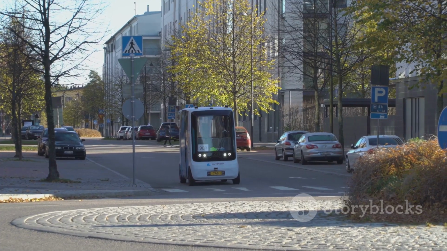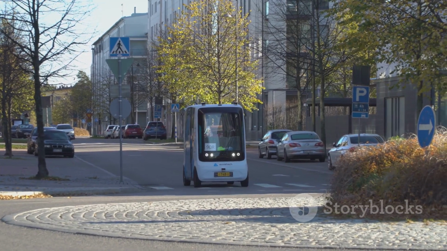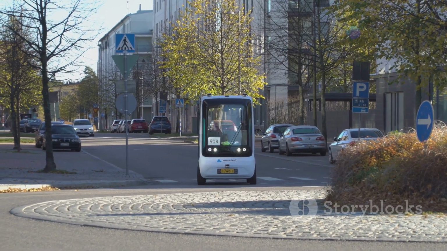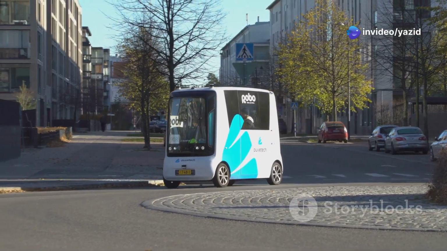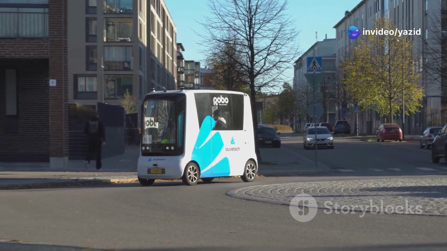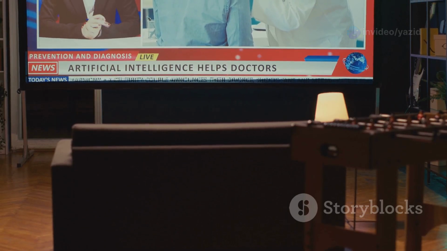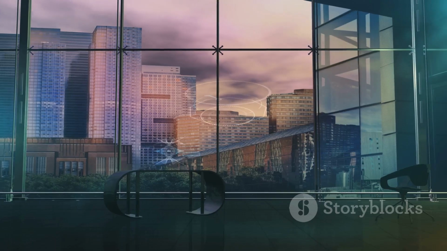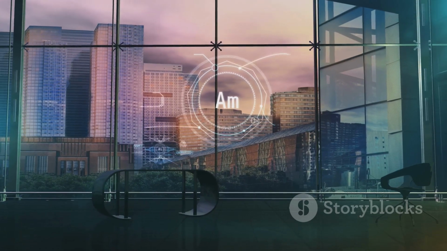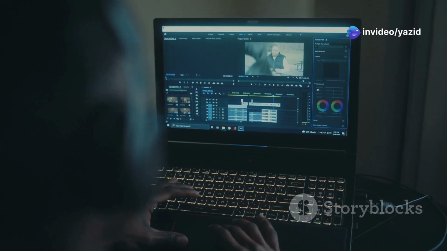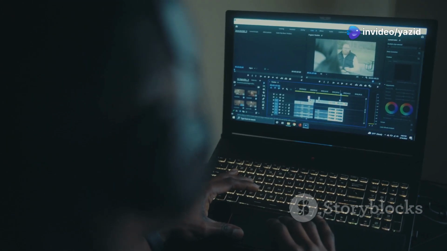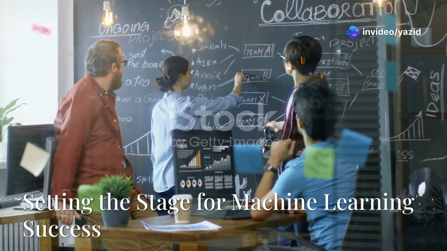Self-driving cars, a hot topic in technology, heavily rely on machine learning to navigate their surroundings, interpret sensor data, and make real-time decisions to ensure safe driving. From healthcare to finance, transportation to entertainment, machine learning is revolutionizing industries and shaping the future. But how does it actually work? Let's delve into the step-by-step process of building machine learning models.